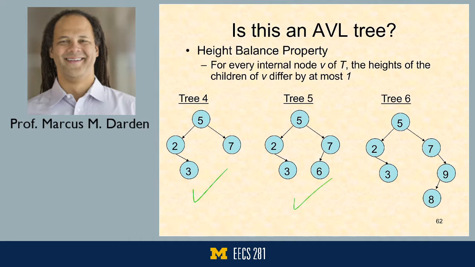How about tree 6? Say I've got internal nodes 2, 5, 7, and 9. 2 is great, 9 is great. 5 is actually okay. We got 5's left child is height 2, 5's right child is height 3, difference of 1, it's okay. But right here in the middle, 7 has a right child of 9 with height 2 and an empty left. So 0 on the left, 2 on the right. This is not an AVL tree, right?